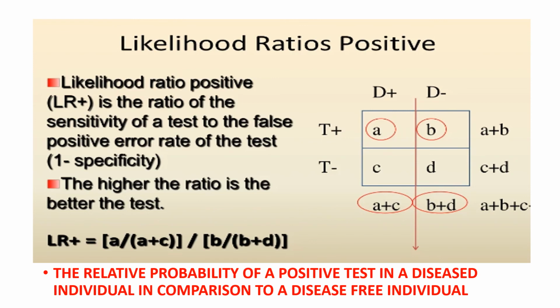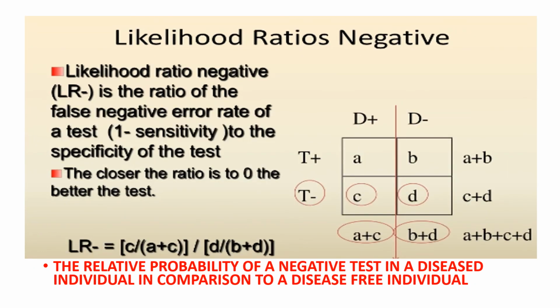So, likelihood ratio positive is A by A plus C divided by B by B plus D. The relative probability of a positive test in a diseased individual in comparison to a disease-free individual. The likelihood ratio negative is the ratio of the false negative error rate of a test, that is 1 minus sensitivity, to the specificity of the test. That is C by A plus C divided by D by B plus D. That is the relative probability of a negative test in a diseased individual in comparison to a disease-free individual.